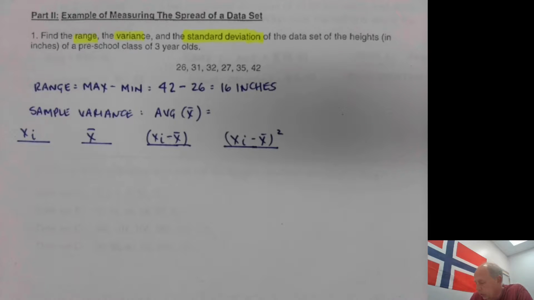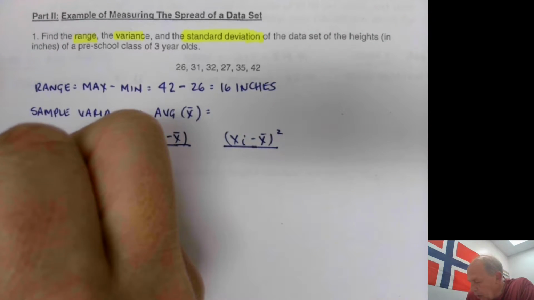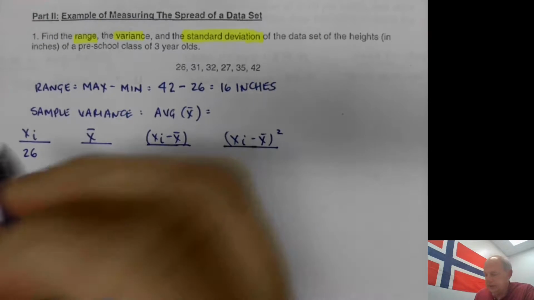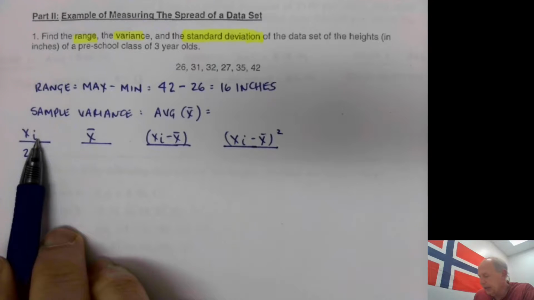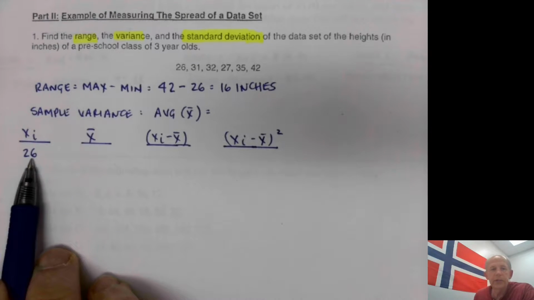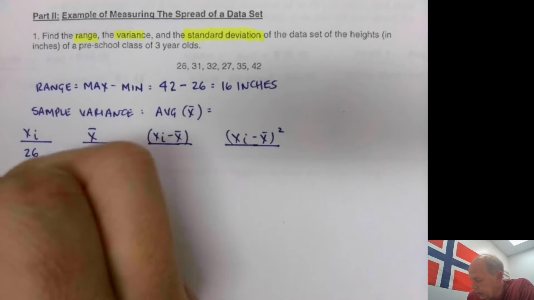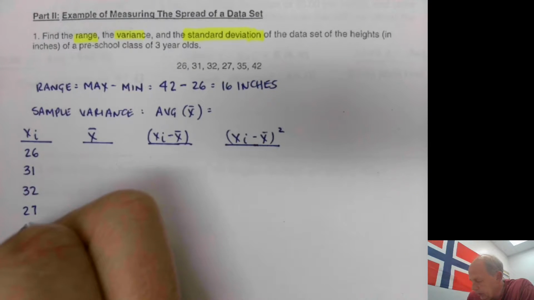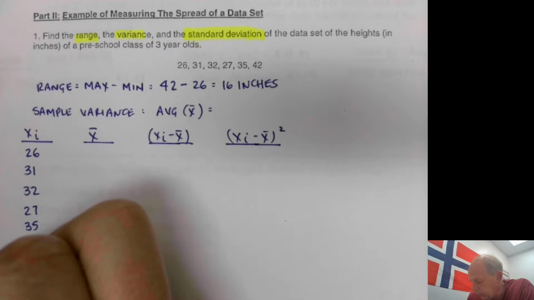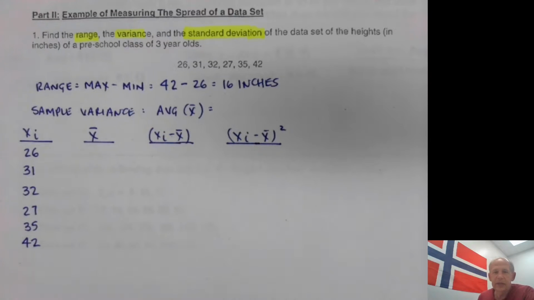Sample variance is very cookbook, and once you get the process, it's pretty simple. This x sub i is going to be the actual data points, this column right here. So x is child and i is like a counter, so child number 1 is 26 inches tall. Child number 2 is 31 inches. Child number 3 is 32, 27, 35, and 42. So there is our actual data set listed.